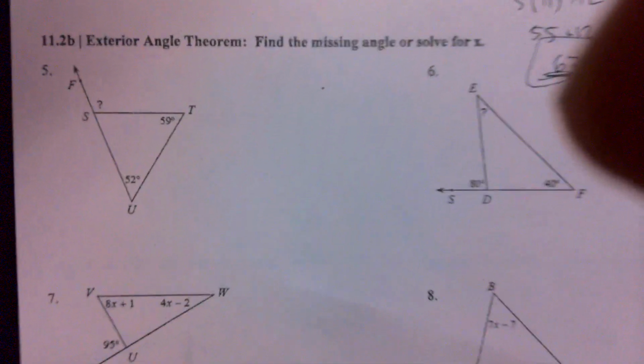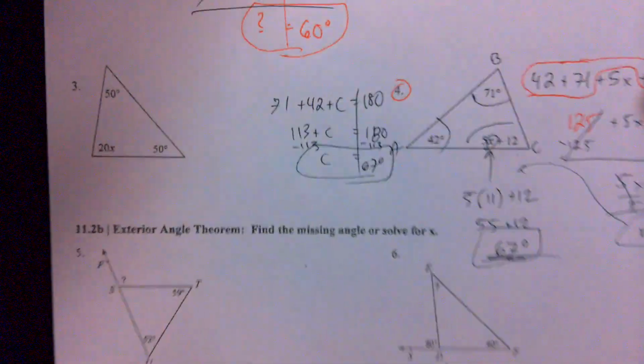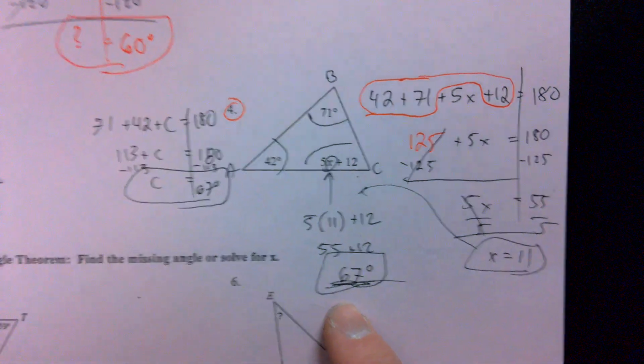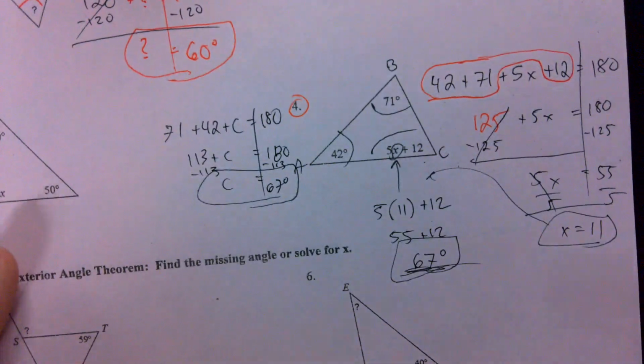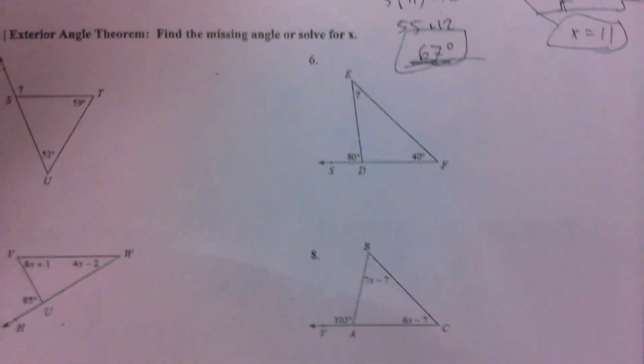All right. Moving on to the exterior angle theorem. So we're going to have to find two answers? That's right. Pretty much all of them, you'll have to find x and the angle itself. It's a combination of the skills that we've learned this unit. Hopefully you've been honing those skills and practicing them.